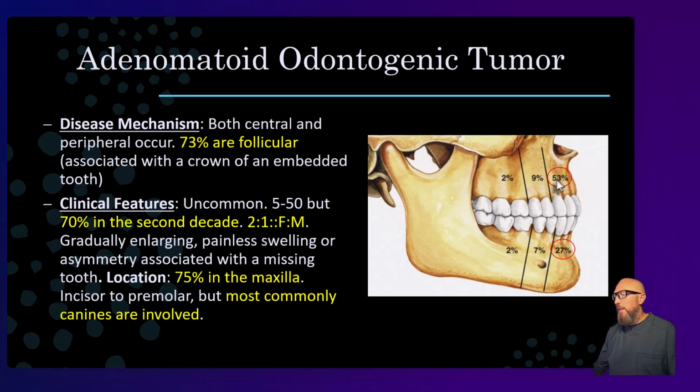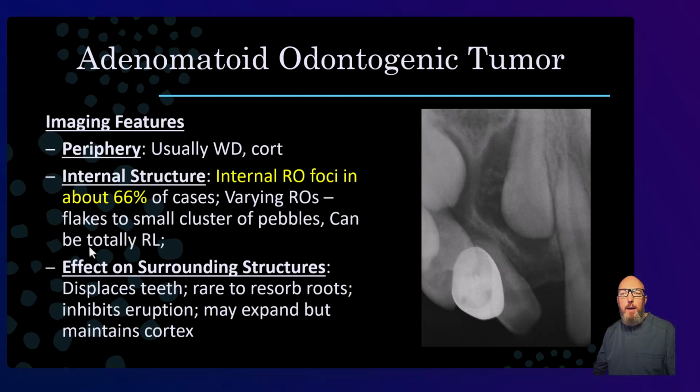Notice this one tends to occur in the anterior as well, but more common in the maxilla, although it can occur in other places. All right, again, we're talking about benign tumor here, so it should be well-defined, corticated. That's usually the case. And in this lecture, we're talking about lesions that create radiopaque foci. So in about 2/3 of cases, they have radiopacities inside. And that varies, just like I was saying, from small flakes to small clusters of pebbles. Sometimes they can be totally radiolucent, so keep that in mind.